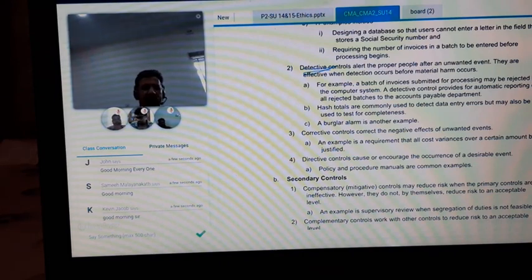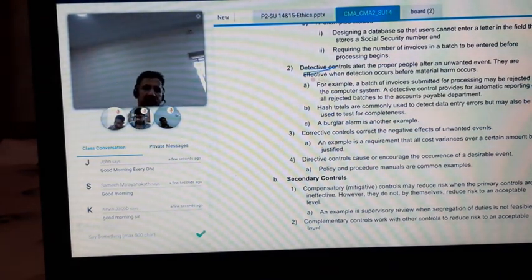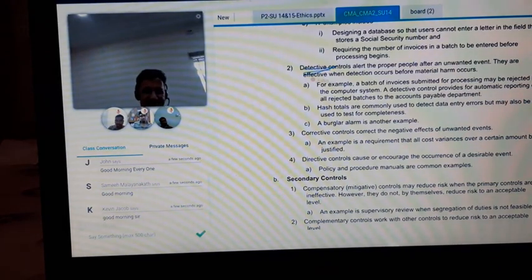But then you can have corrective controls. Corrective controls is actually after you detect, you take corrective action. As a part of the control process, when you're having it, there's nothing wrong in classifying them as corrective control. So corrective controls correct the negative effects of an event. An example is a requirement that all cost variances over a certain amount be justified. When I was talking to you about the bank reconciliation, that's a detective control. But bank reconciliation and follow-up, when you say that, it is a corrective control, right? Inspection is a detective control, but inspection and rework, when you say that, it is a corrective control. So it can really change depending on how it's worded.